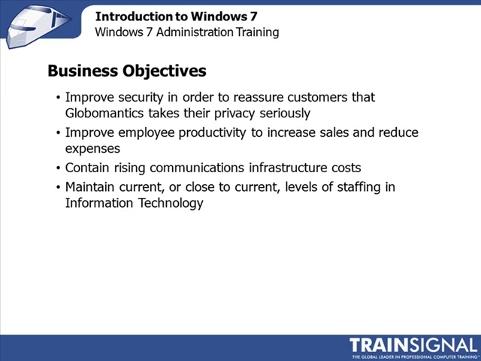Further, the company wants to contain rising communications infrastructure costs through the implementation of some possible new features in Windows 7, such as branch cache. Most importantly, the company does not want to have to add a ton of IT staff just to support Windows 7. They want to maintain current or close to current levels of staffing in the information technology department.